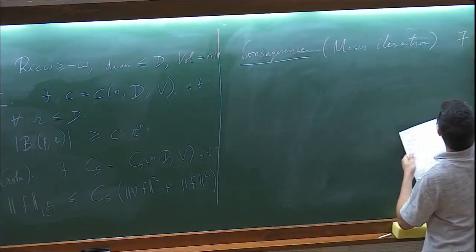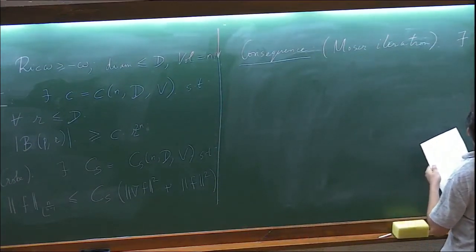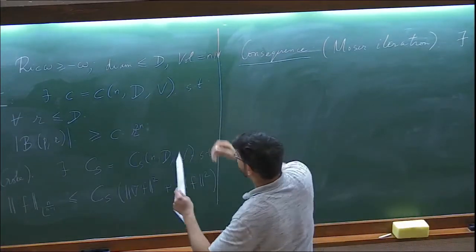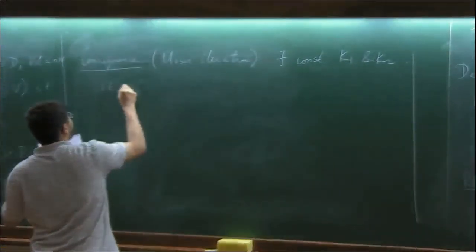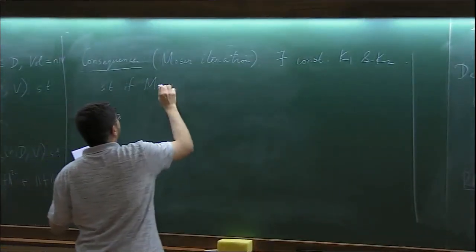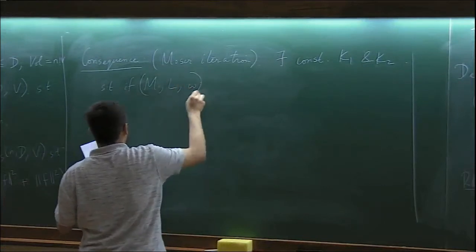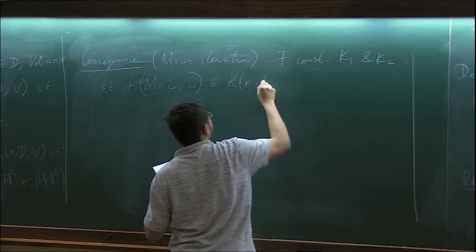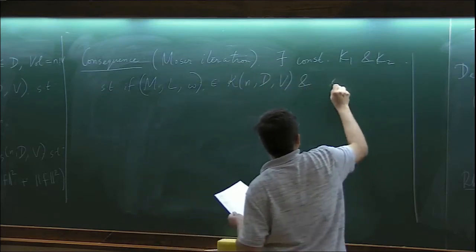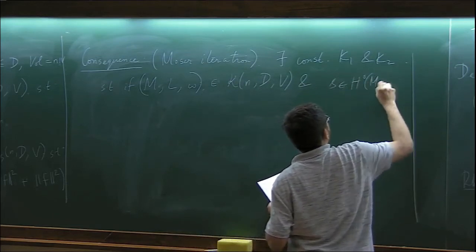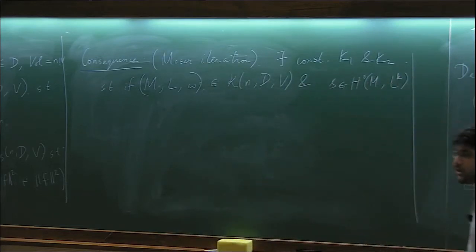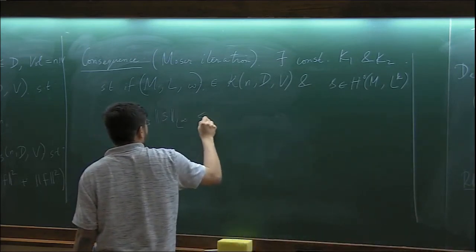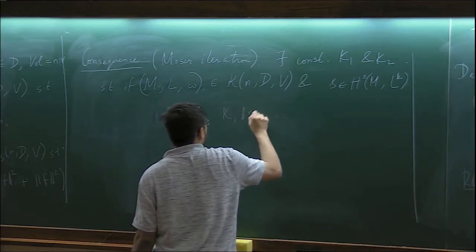Essentially you have constants k1 and k2, again depending only on n, d, v, such that if m, L, omega belongs to this class and S is a section of the kth tensor power of L, then in fact the L infinity norm is bounded by the L2 norm.